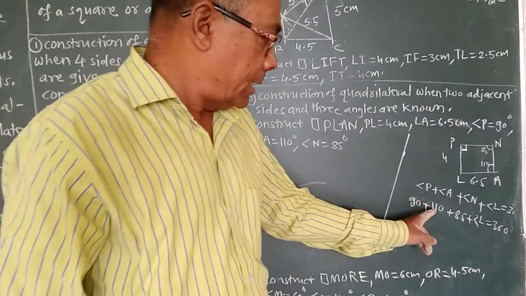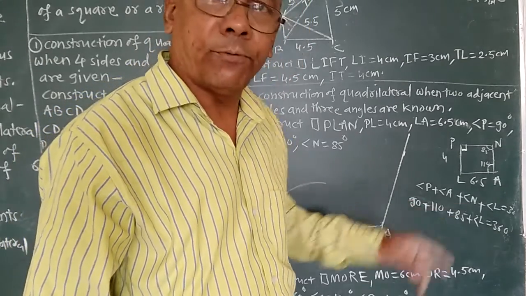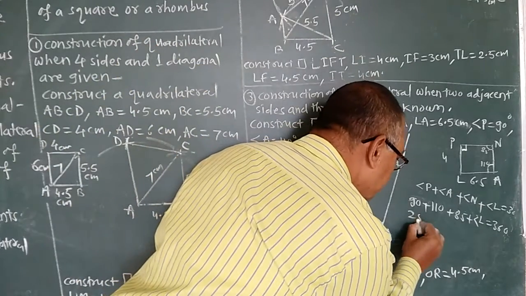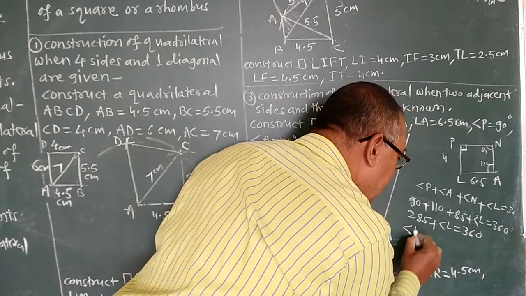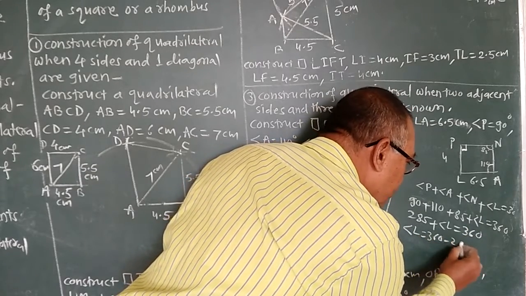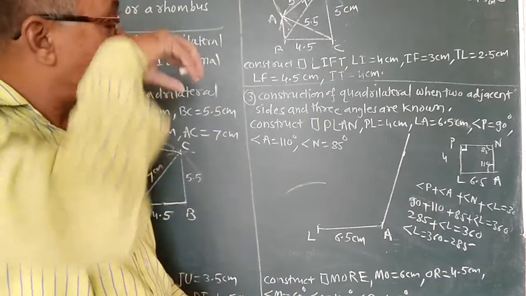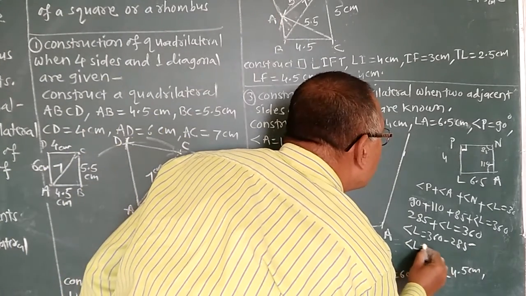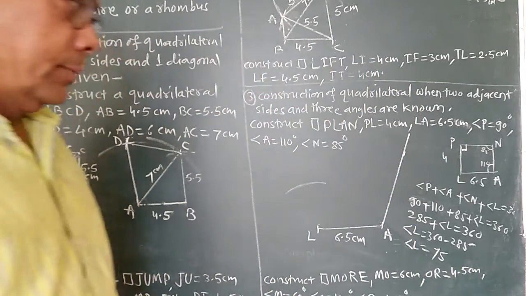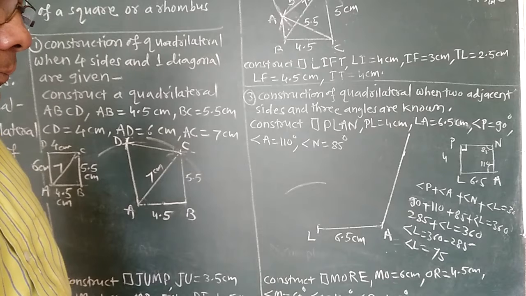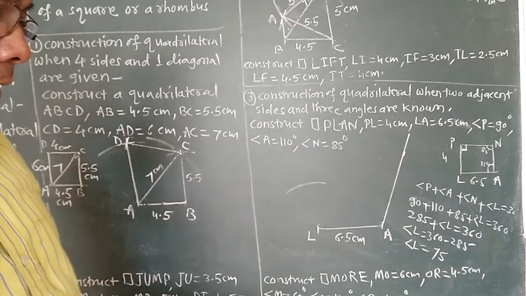Now here 110 plus 90, it will be 200. 200 plus 85, it will be 285 plus angle L is equal to 360, and therefore angle L is equal to 360 minus 285. 360 minus 285, and that will be angle L is equal to 75 degree. Angle L is equal to 75 degree.